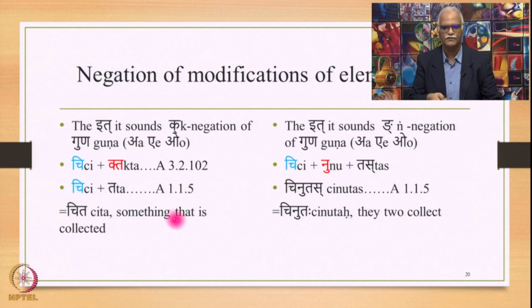Similarly, if you have chi, nu and thus, this is an example where an ng sound causes the negation of guna. Chi, nu and thus. Now this nu is considered as ngit, having ng as it. Because of this ngit, chi will not be substituted by che, so guna will be prohibited, negated, and so we will get the form chinutas, chinutaha, which means they too collect.